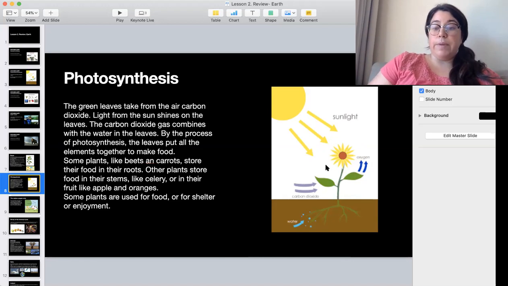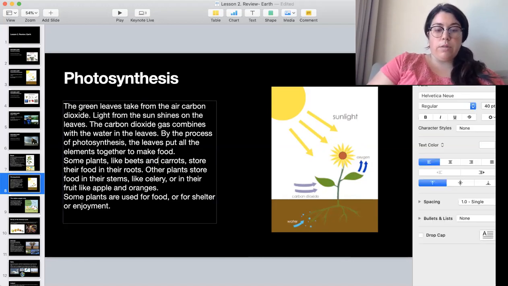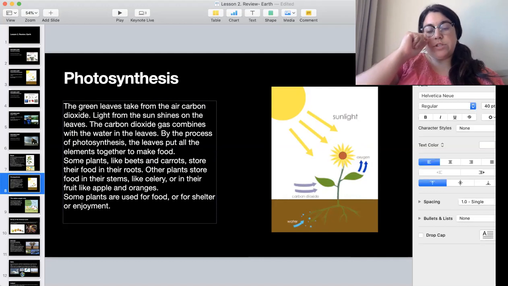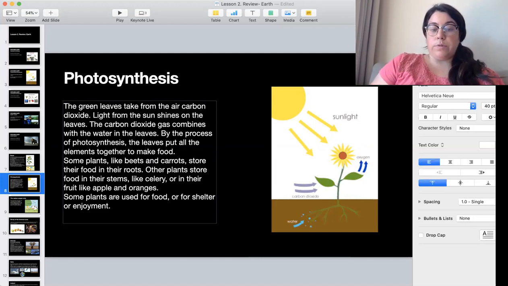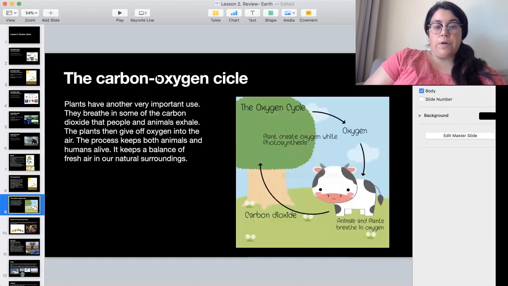Some plants, like beets and carrots, store their food in the roots. Other plants store their food in their stems, like celery, or in their fruit, like apples and oranges. Some plants are used for food, as I said before, and some others for shelter or enjoyment, okay? And a byproduct of photosynthesis is oxygen. Plants give us oxygen.